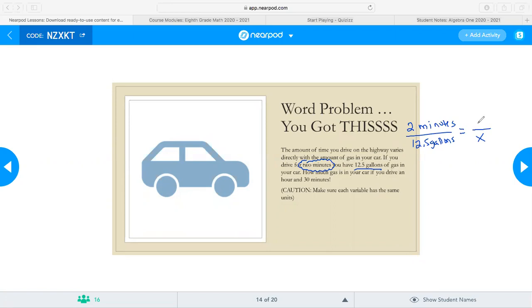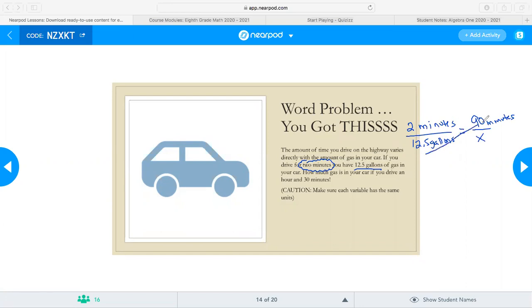Before I sit here and write 1 hour and 30 minutes, let me pause. These need to be in the same unit. So if this is in minutes, what should I put on top right here? Minutes. 90 minutes. Awesome. Because an hour and 30 minutes is 90 minutes. So I need to make sure it's in the same unit as well. Just because it's a word problem doesn't make it harder, right? I'm setting up a proportion and I'm solving.